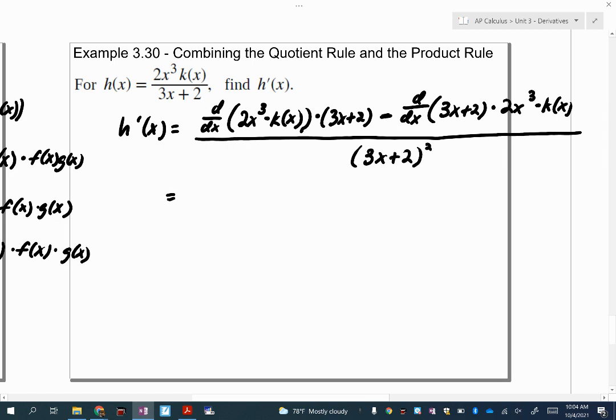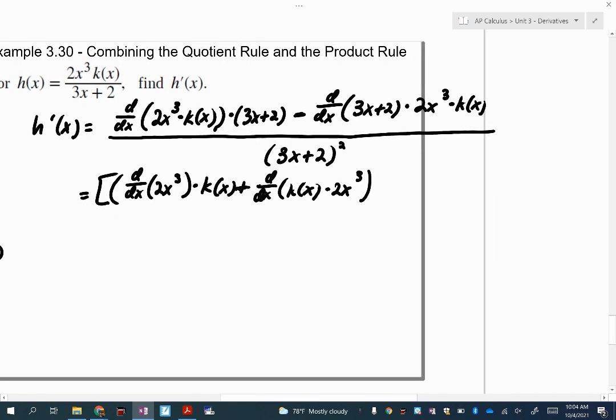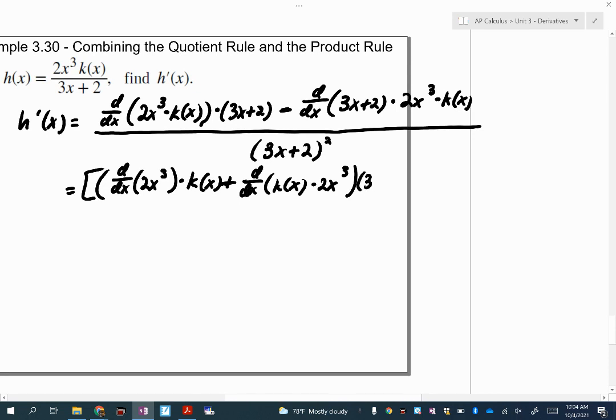Now again, that's just the quotient rule. But if you notice, the first part that I wrote is we have d dx, so the derivative of 2x cubed times k of x means we have to do the product rule in there, just like we did on the previous one. So here we go. We got the product rule now. d dx of 2x cubed times the original k of x plus the derivative of k of x times the original 2x cubed. Again, all of that still needs to be multiplied by 3x plus 2.